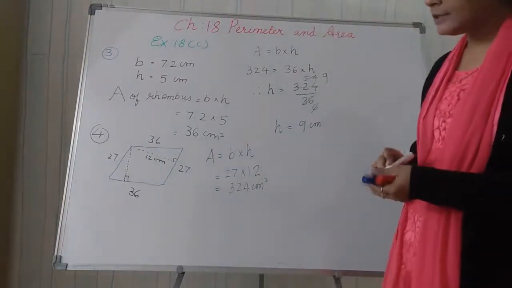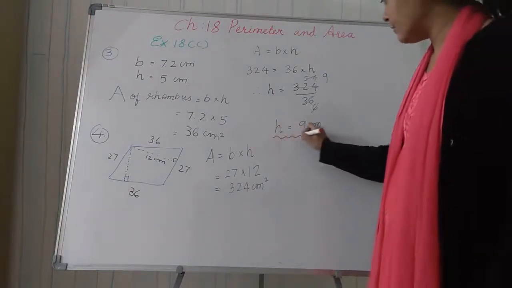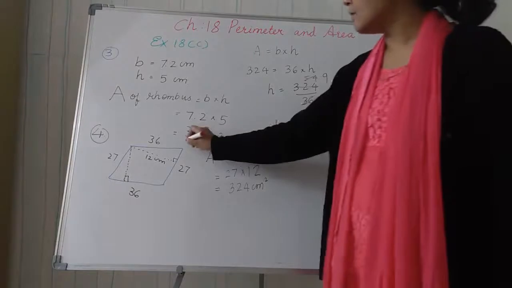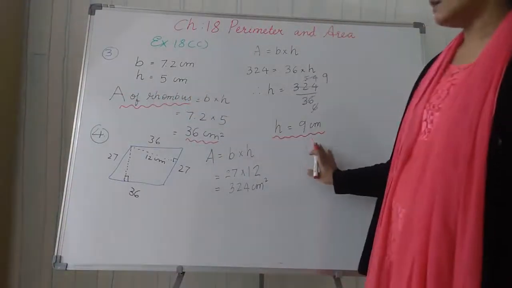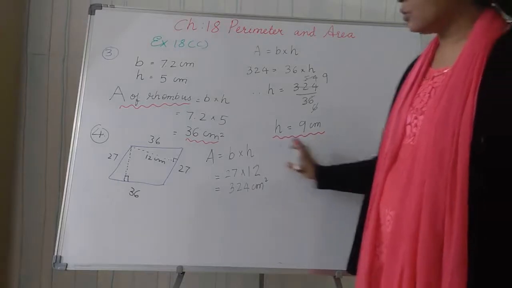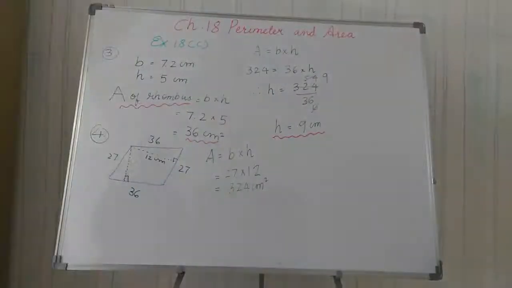The longer sides are 36 centimeters and 36 centimeters. So this is our answer. This is our area of the parallelogram, question number 4. And this is our distance between the two longer sides. They are of 36 centimeters. We found it as 9 centimeters.